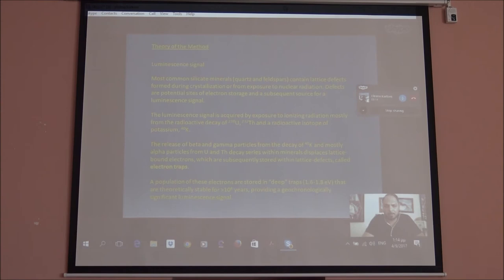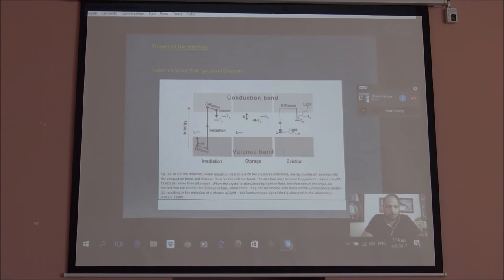This is the luminescence energy diagram. So we have the valence band and the conduction band. We are talking about the atomic size. In silicate minerals, radiation interacts with the crystal, which is the first phase, the phase of irradiation. The energy pushes an electron into the conduction band and leaves a hole in the valence band.